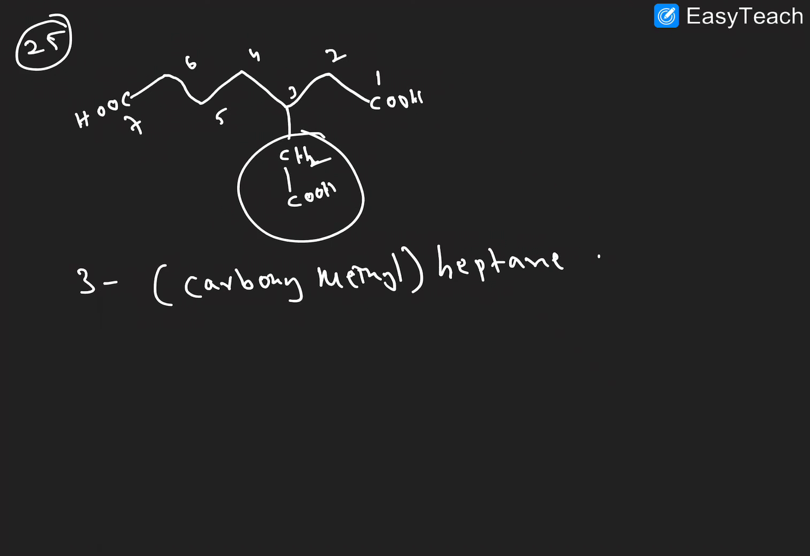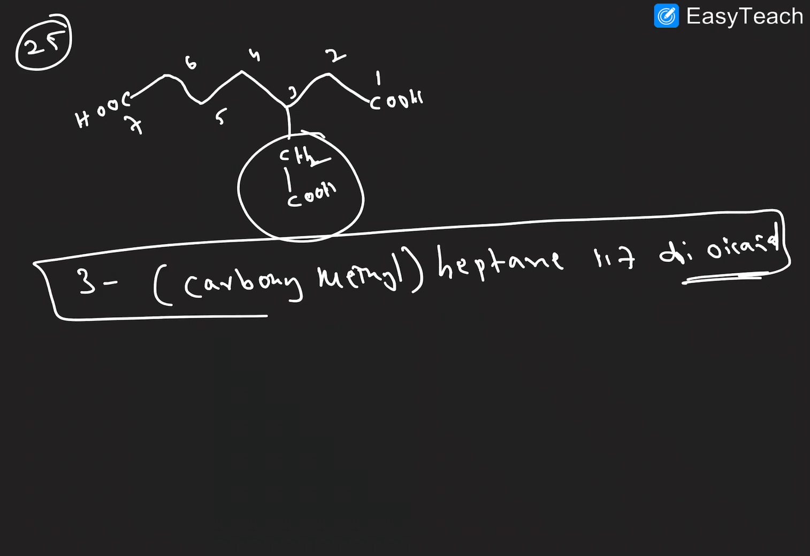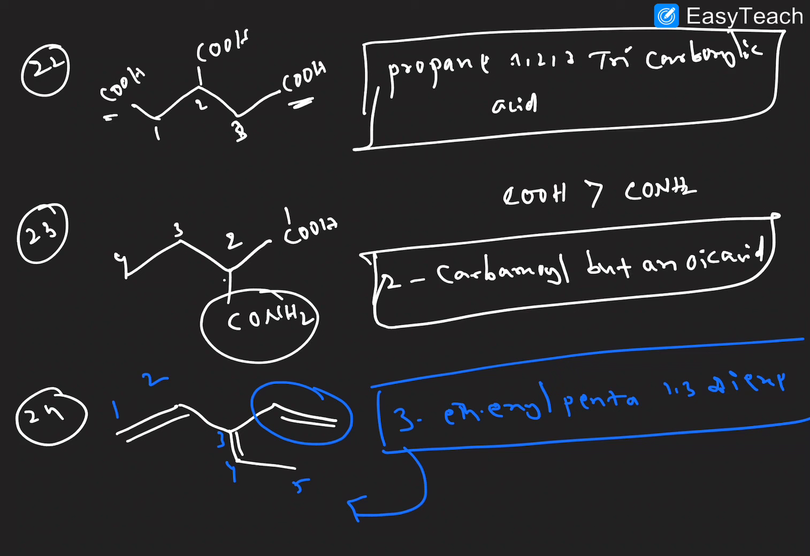How many carbons are there? 7 carbons. Heptane-1,7-dioic acid. This is dioic acid. So whenever a substituent is there with a long chain having two functional groups, and all are equal, we can write it like this, similar to the earlier example we saw.